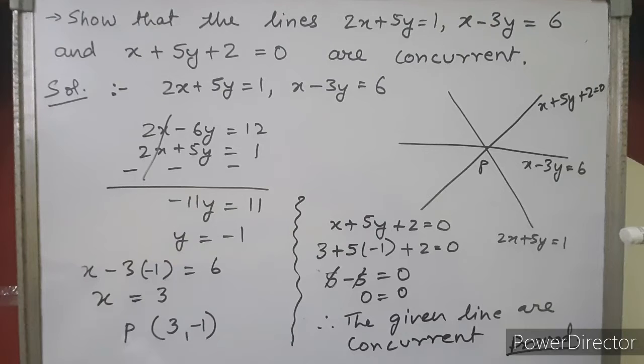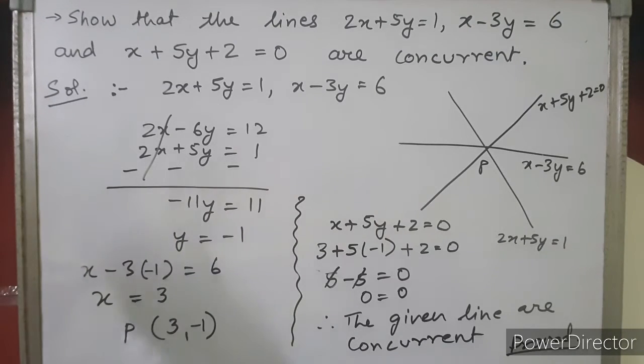So what we'll do for solving this sum, we'll take the first two equations and find the coordinates of point P by solving the equations simultaneously. When we get the coordinates of P, we will check whether P is passing through the third equation of line or not. If P satisfies the third equation of line, then we can say that all the three given equations of line are concurrent. Right? All the lines are concurrent.